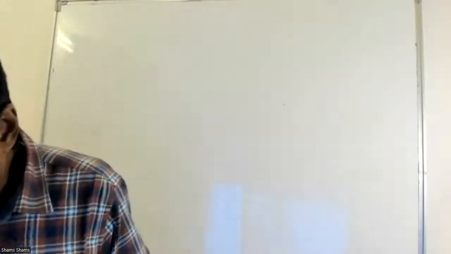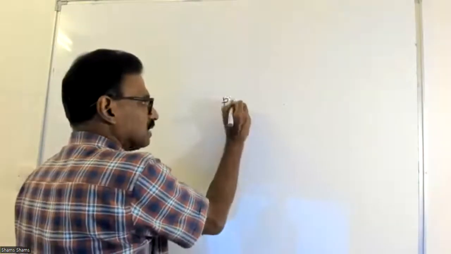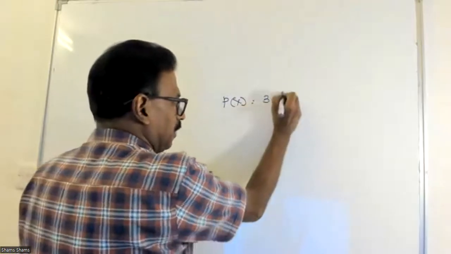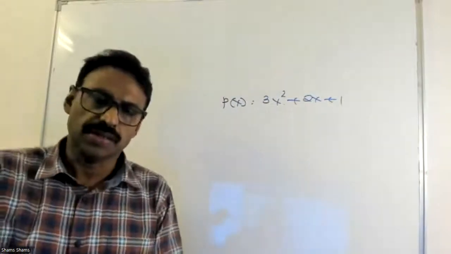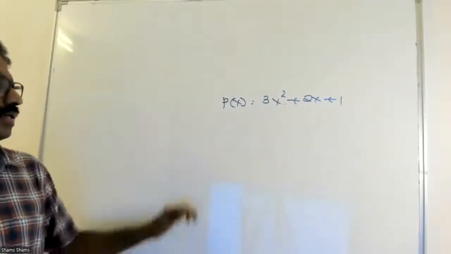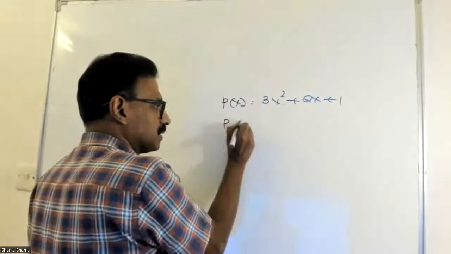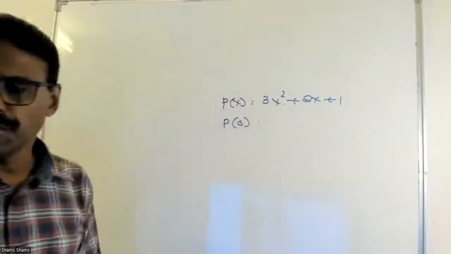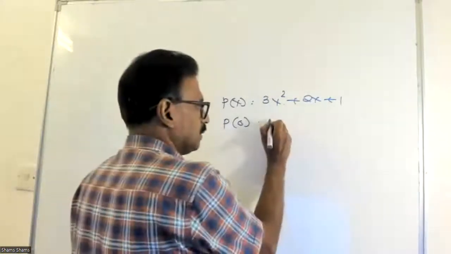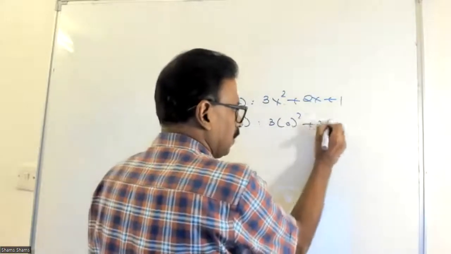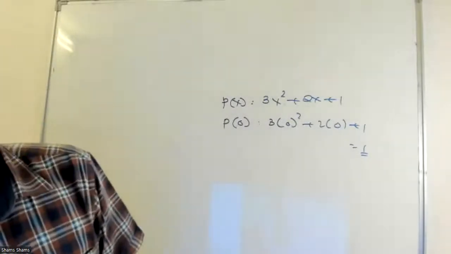Now, find the value of a polynomial. Listen, that's where I'm starting from. Value of a polynomial means, look, P of x, a polynomial, 3x squared plus 2x plus 1. First I'll do this one, then I'll go to algebraic expression. P of x equal to 3x squared plus 2x plus 1. Then P of 0 means the value of the polynomial when x equals 0, that is 3 into 0 squared plus 2 into 0 plus 1, that is 1. Okay. This is called the value of the polynomial.